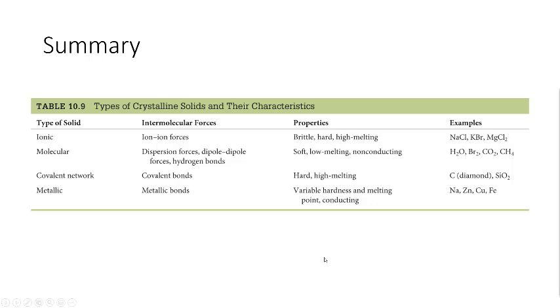In summary, we have four different types of crystalline solids: ionic, molecular, covalent network, and metallic solids. Each of these is held together using a different type of attractive force. Ionic is held together by ion-ion Coulombic interactions. Molecular solids are held together by intermolecular forces. Covalent network solids are held together by covalent bonds, and metallic solids are held together by metallic bonds. Each of these has slightly different properties, and we can see examples of each one as well.